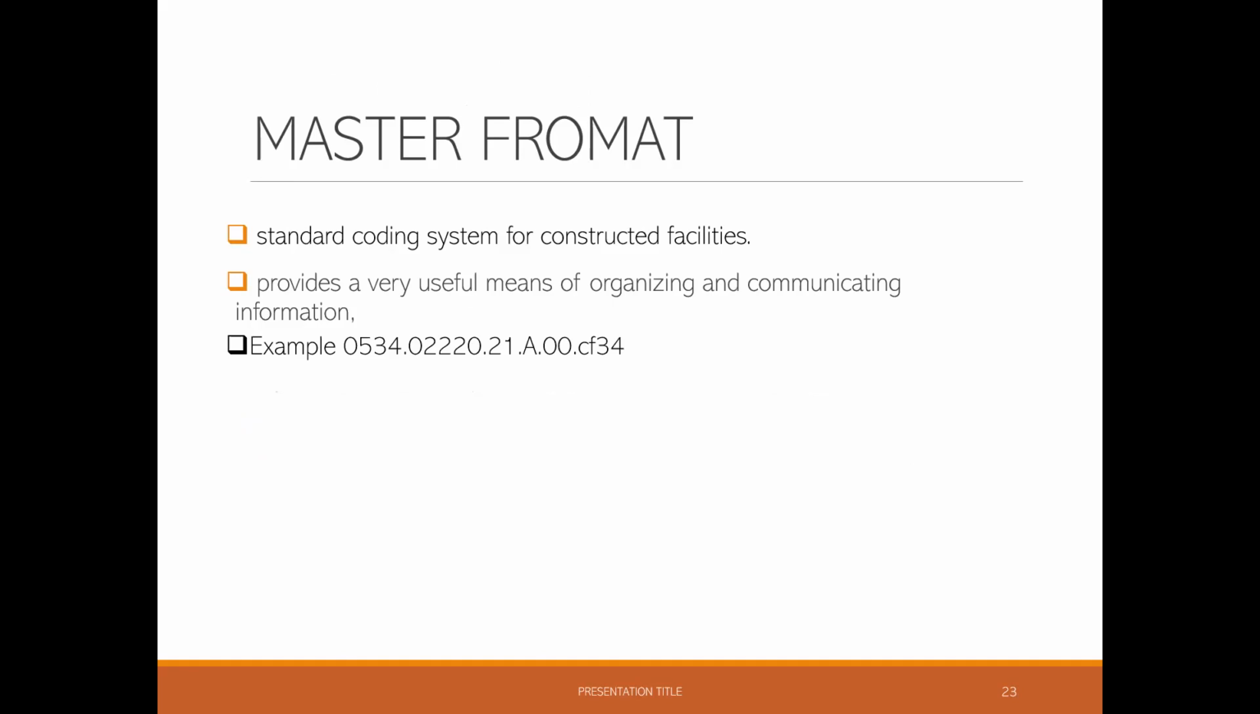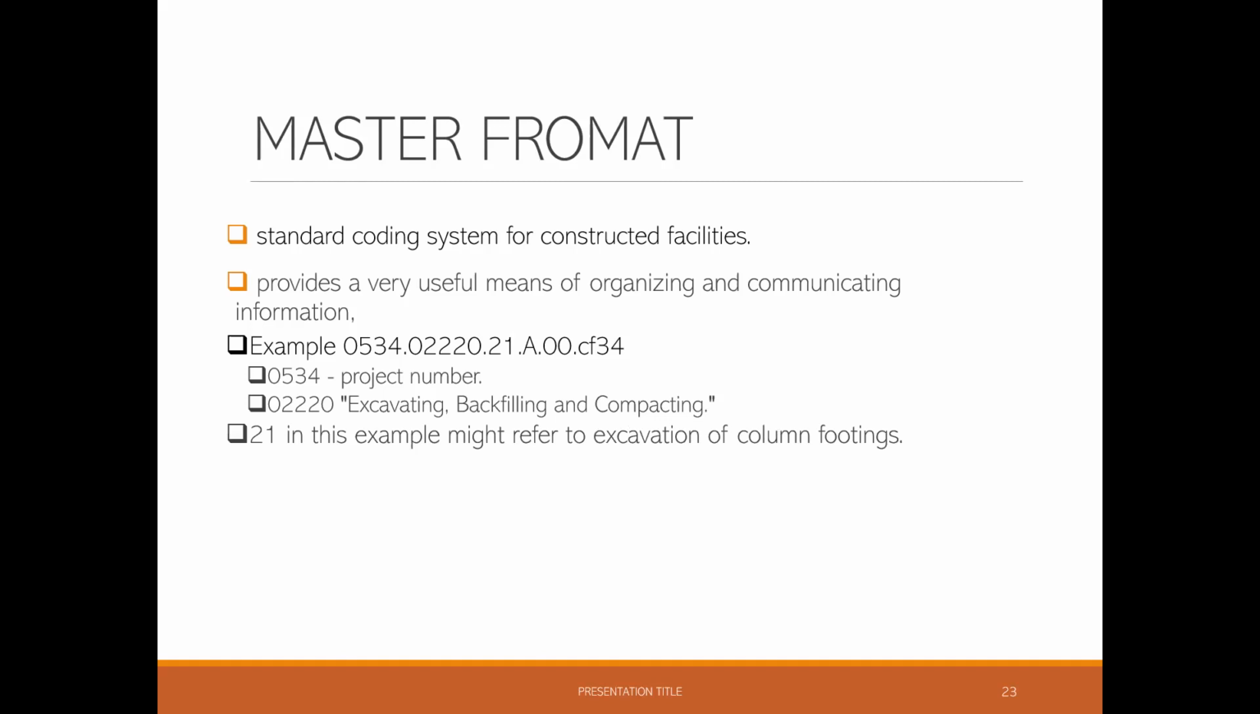For instance, if you have a code, say 0534.000.21.A.00.CF34, the first four digits are the project number. The next 5 digits refer to the activity excavating, backfilling, and compacting. This is the set of activities that has been identified as 02220 from the master document that is being used for coding. The next 2 digits, 21, for example, might refer to excavation of the column footing.